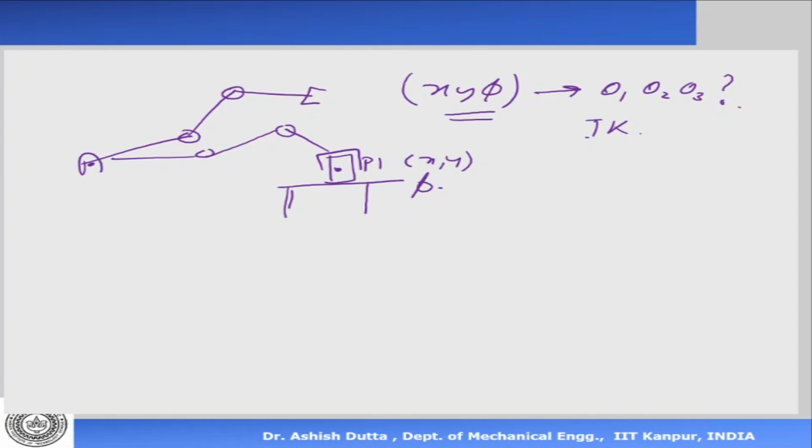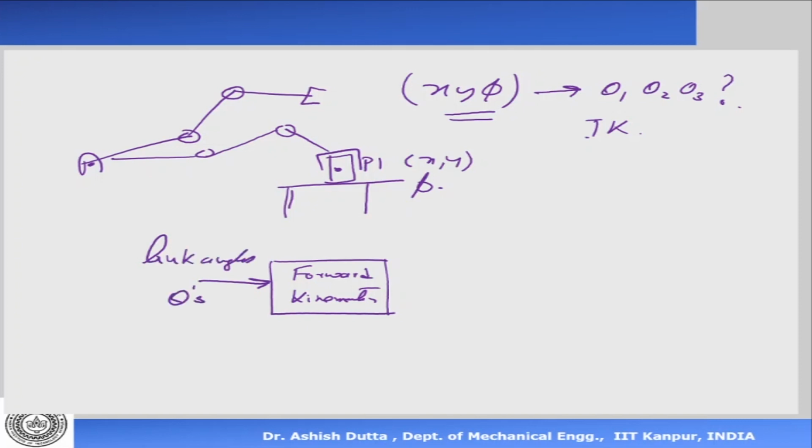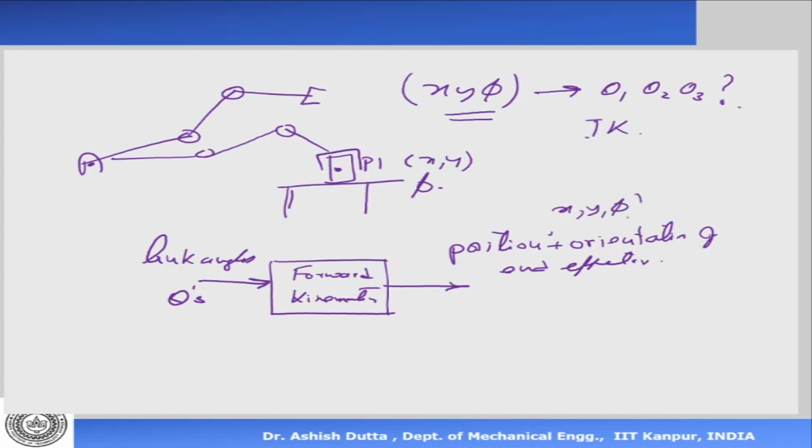Now let's define it this way. This is my forward kinematics. What am I going to give? I'm going to give the link angles, the thetas. What is the output? The position plus orientation of the end effector. Position and orientation means x, y and phi of the end effector. So this is called the forward kinematics problem.